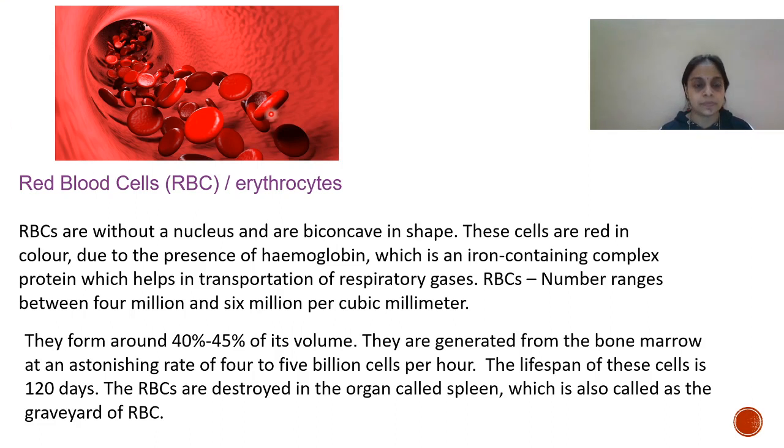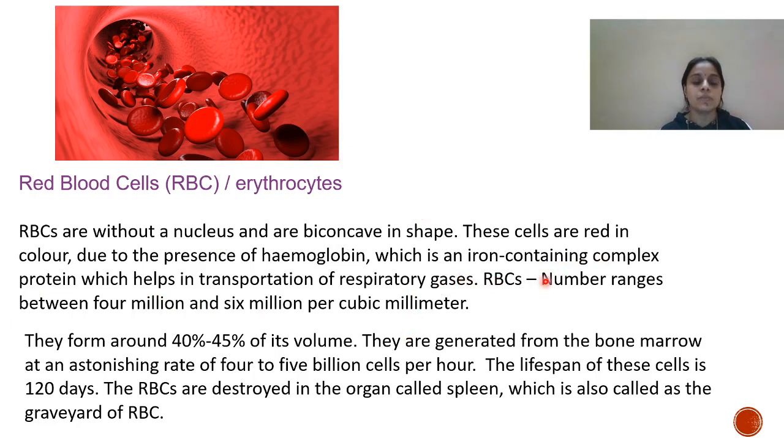Coming to RBC, red blood cells or erythrocytes. These are cells without a nucleus, so they are anucleated and the shape is biconcave. These cells are red in color due to the presence of hemoglobin, an iron-containing complex protein which helps in the transportation of respiratory gases.